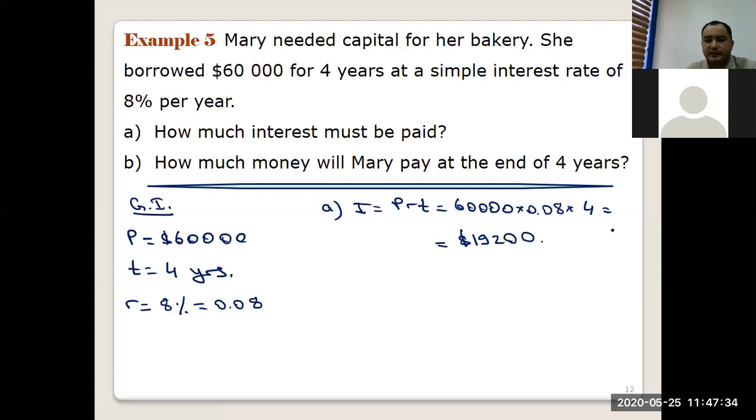$19,200. Okay, so at the end of 4 years, for the use of this amount of money, that is the bank's money, we have to pay an additional 19,200. Okay, that is the interest we are paying to the bank.